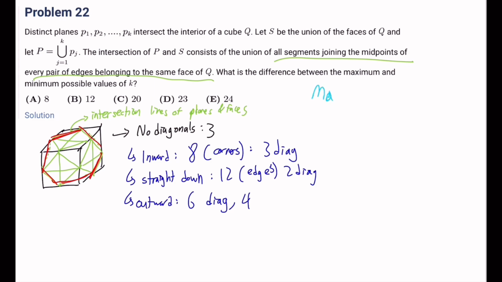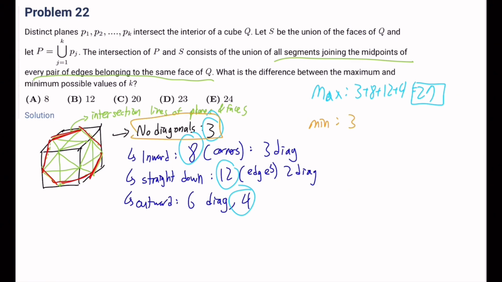Now let's consider the maximum and minimum values. First of all, the maximum is when we take every plane that we can get. So that's 3 plus 8 plus 12 plus 4, that is just 27. So this is the maximum. For our minimum, first we have to use this one, because that's a given, and because that doesn't go through any of the diagonals. Then we have to choose planes from here that will cover all of the diagonals in the minimum way possible. That's just going to be this, because we have 6 diagonals on each, and this covers the whole thing. So that's just 4. So this is going to be 7 minimum. So our total value is 27 minus 7, which is 20, and that's our answer. It's C.